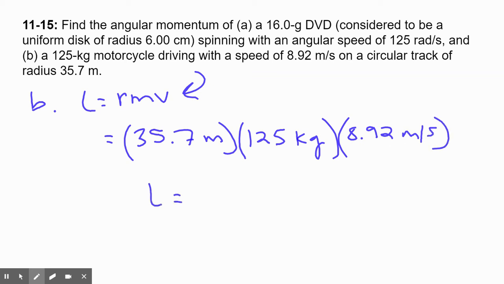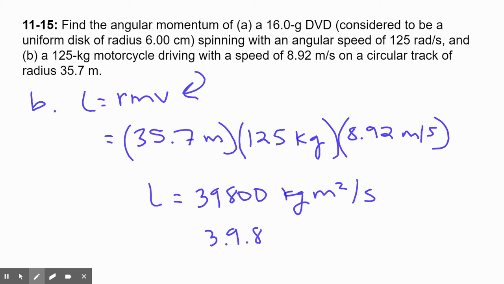So L, the angular momentum here, is going to be 39,800 kilogram meters squared per second. Or you could say 3.98 times 10 to the fourth kilogram meter squared per second. Okay, so that's what your answer would be for part B.